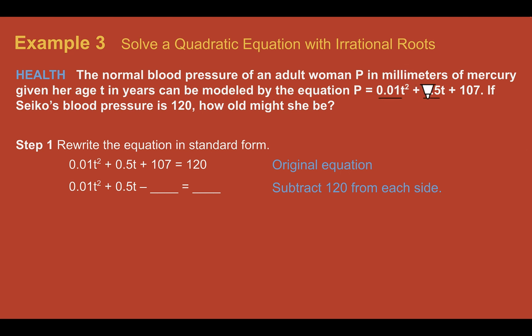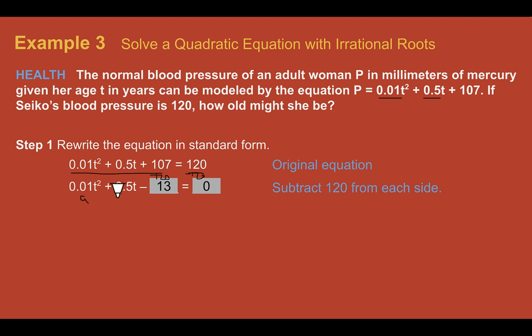So here we can see we have some values that would make completing the square not possible and make factoring almost impossible to do. So here's where the quadratic formula might be the most useful method to use. First we've got to rewrite it into standard form. We're setting the equation equal to 120 because we know that's what her blood pressure is. To put it in standard form, I'd have to subtract 120 from both sides. And I'd get minus 13 on the left with 0 on the right. So 0.01 t squared plus 0.5 t minus 13 equals 0.